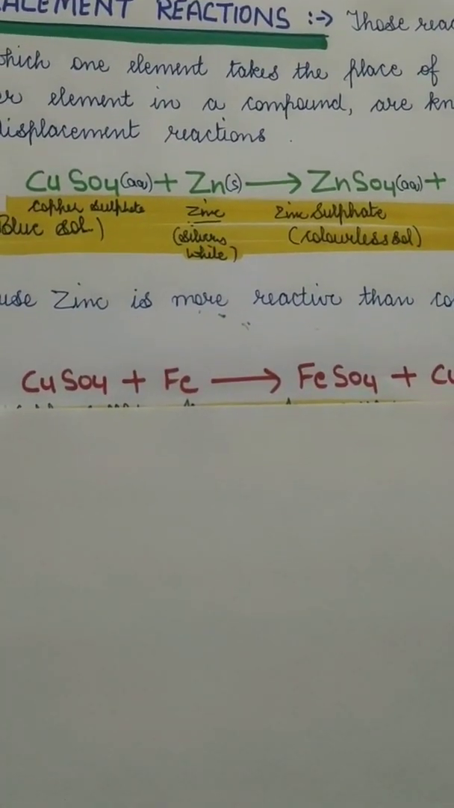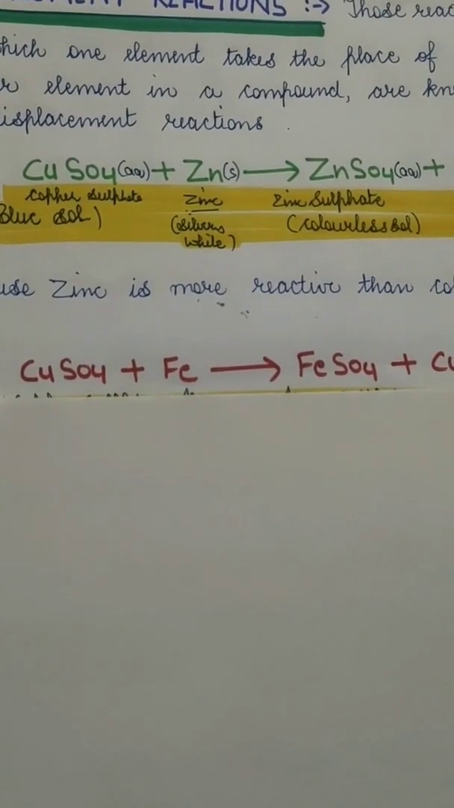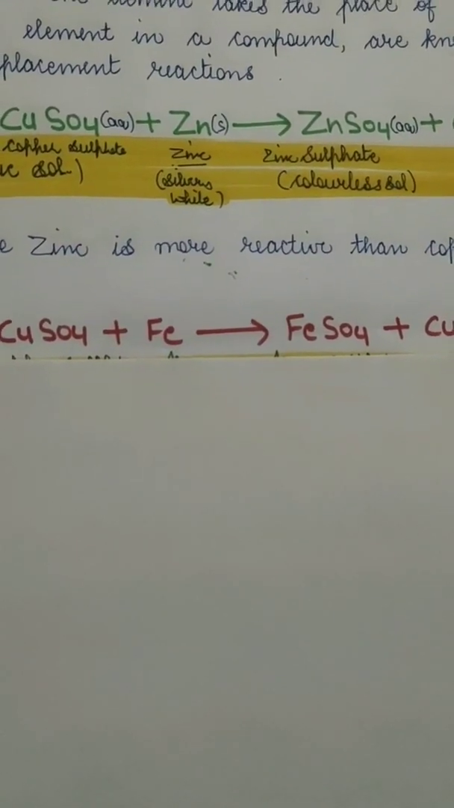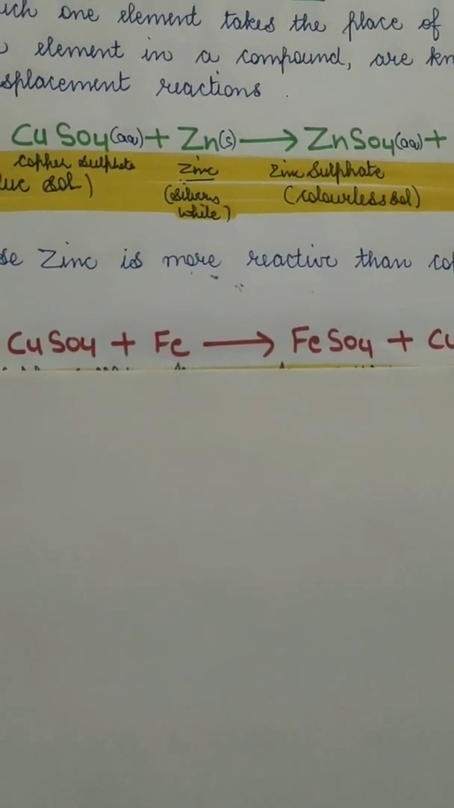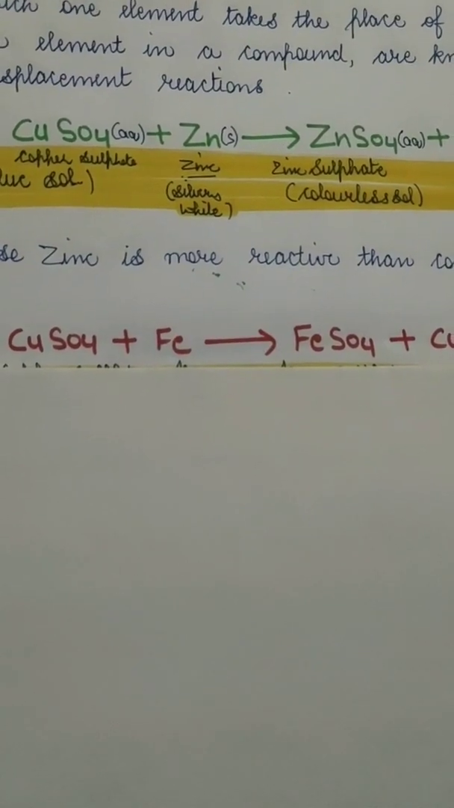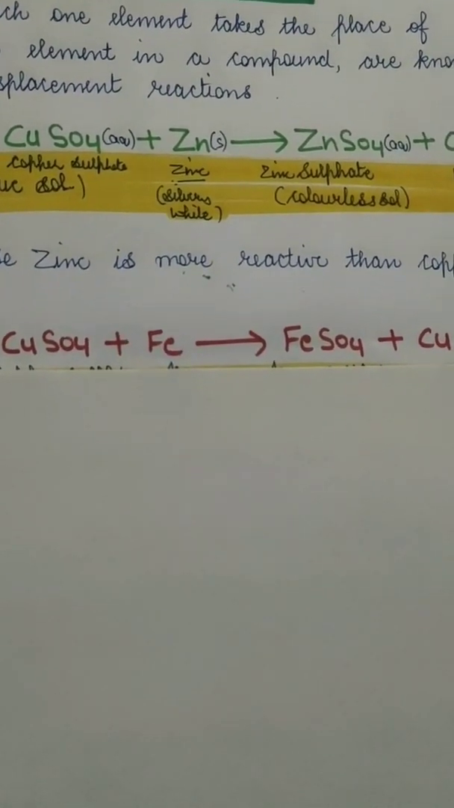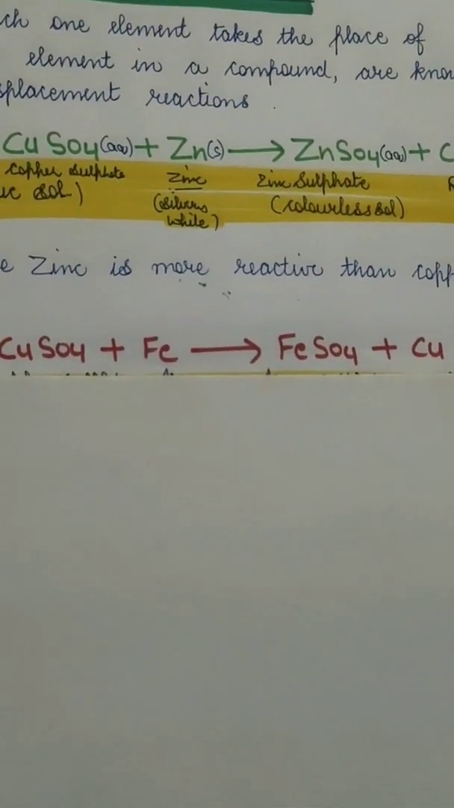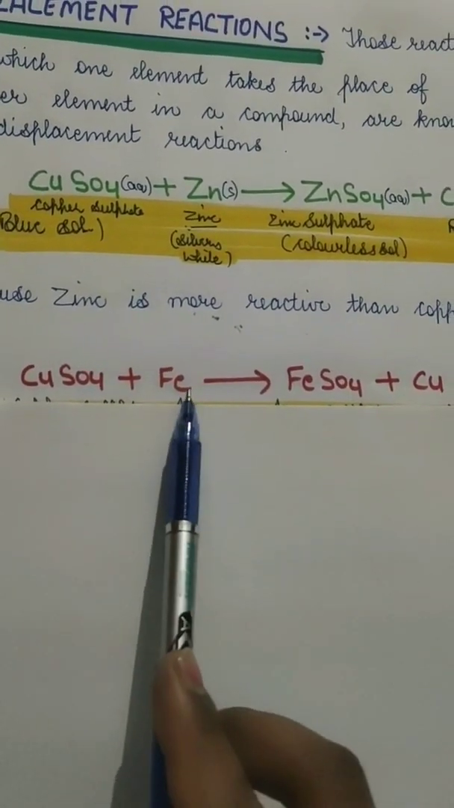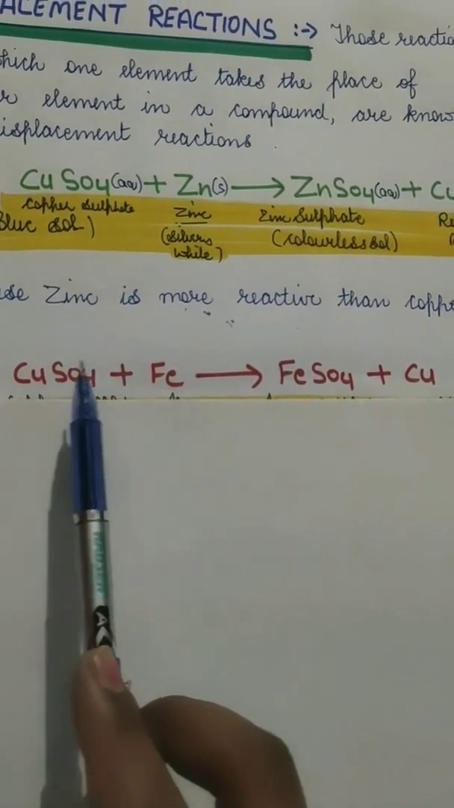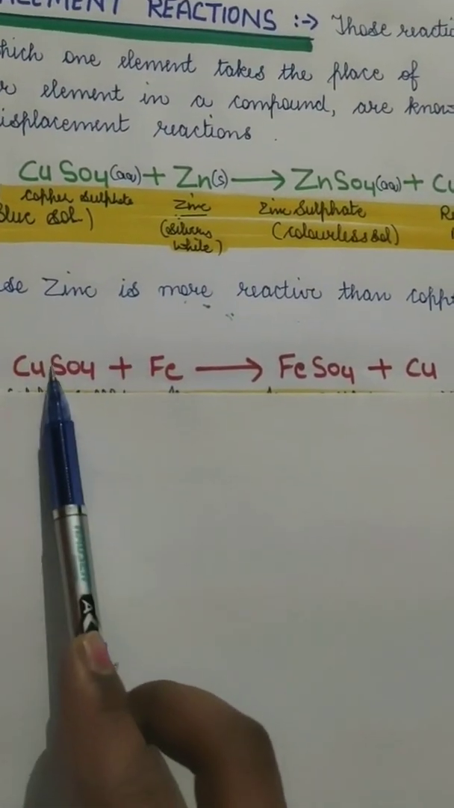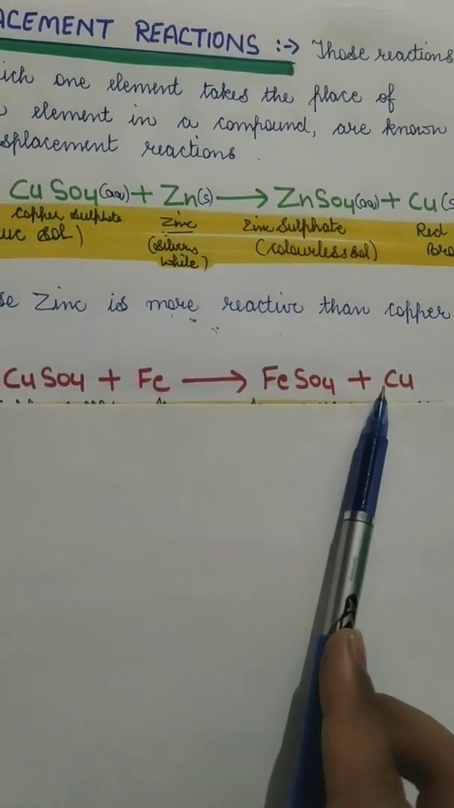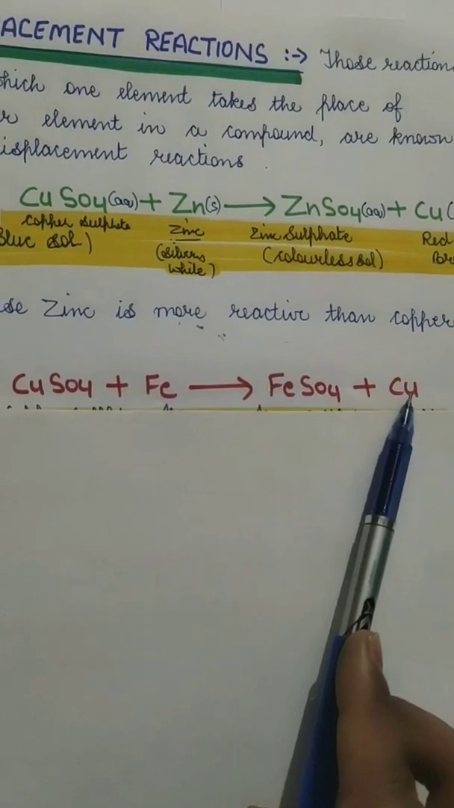Now to do the displacement reaction, or to find out whether a reaction can be a displacement reaction or not, you have to learn the reactivity series of metals. You have learned it in your class 8 and 9. If you don't remember, I will give you the reactivity series again in the next video. Now, since iron is more reactive than copper, it can easily displace the copper from its salt solution and forms ferrous sulfate, and copper is left away.